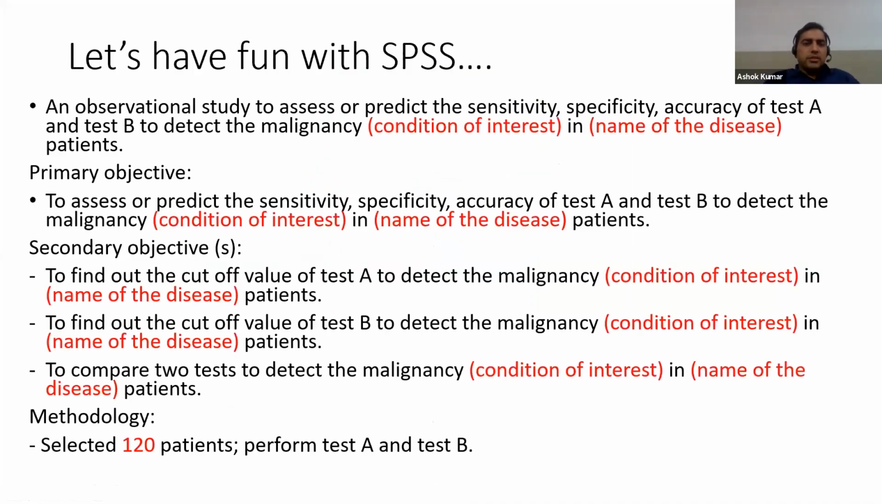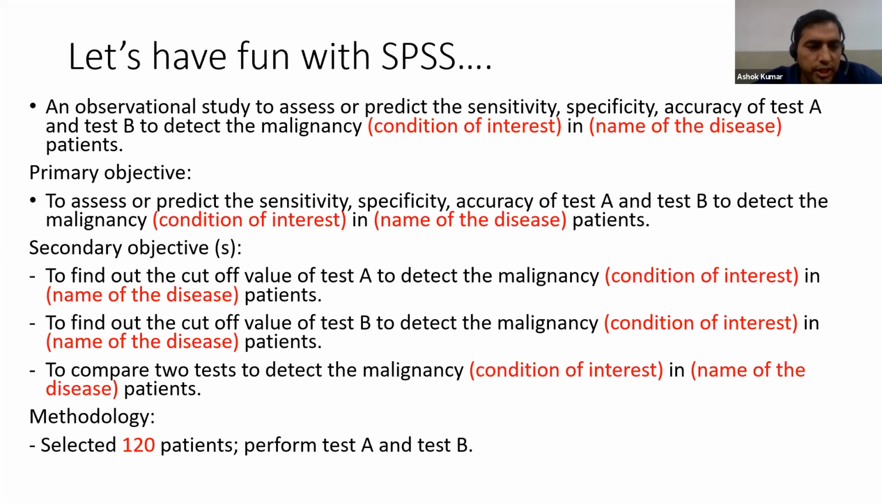So let's have fun with SPSS and an observational study. The objective is to assess or predict the sensitivity, specificity, and accuracy of test A and test B to detect malignancy, that is, a condition of disease. It's not necessarily only malignancy, it could be other things. Please mention the name of the disease in the patients, for example, breast cancer. The primary objective is to assess the sensitivity, specificity, and accuracy of test A and test B to detect the malignancy in these patients.